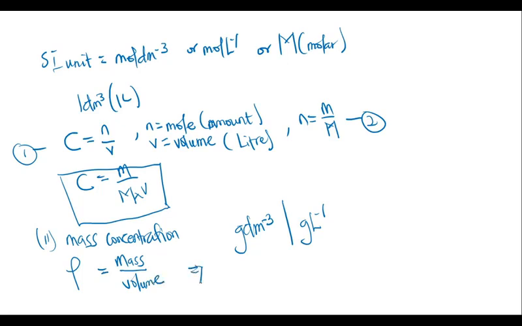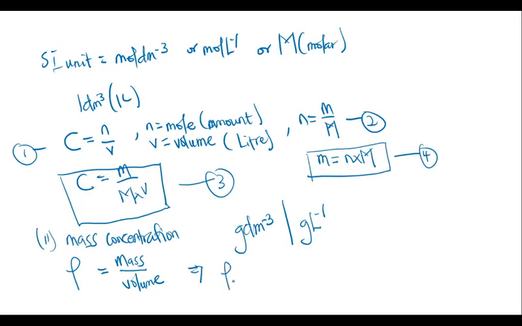Now, from here, we know mole is mass over molar mass. So if we make mass the subject, we get mass to be mole multiplied by molar mass. Let's make this equation 4, because this is equation 3. Now, if we substitute equation 4 into this, we get mass concentration to be mole times molar mass divided by volume.